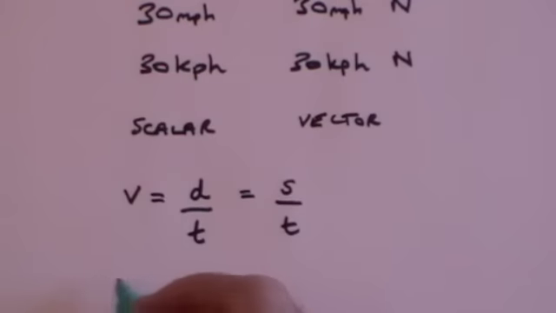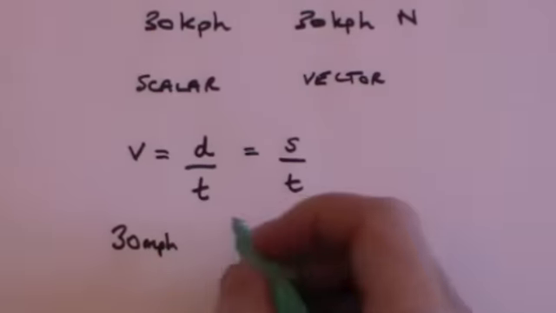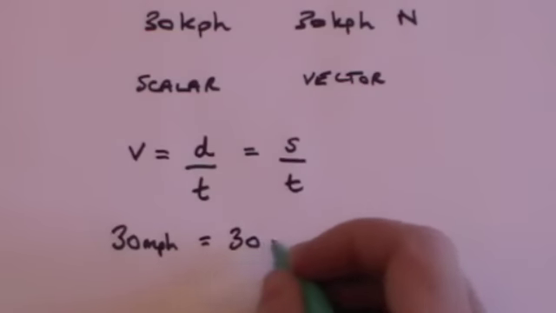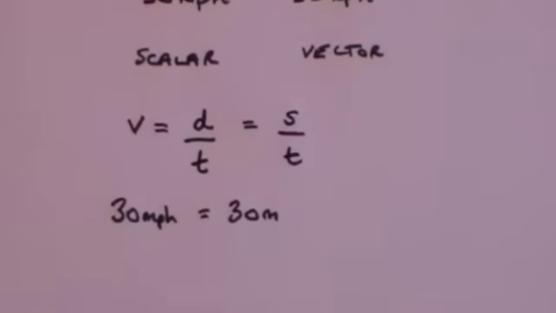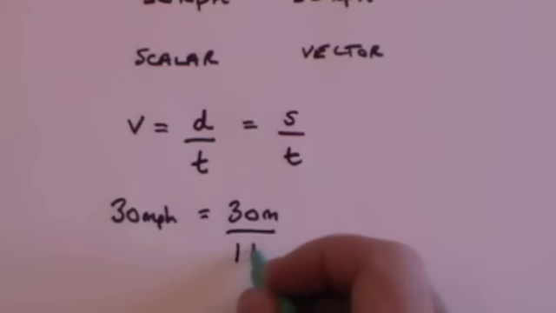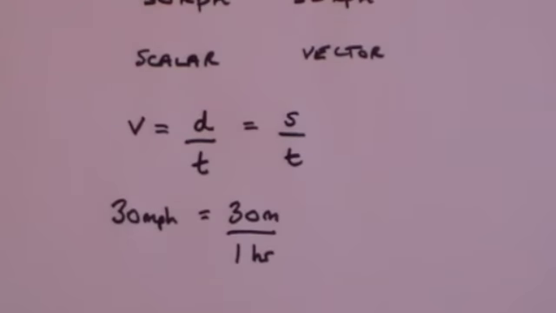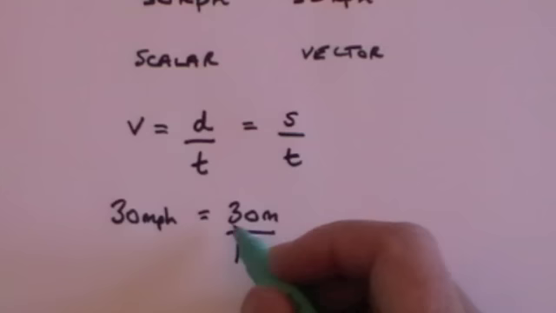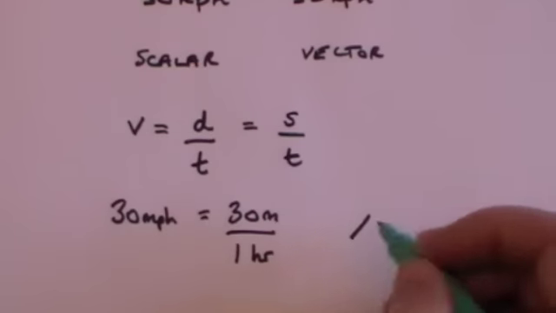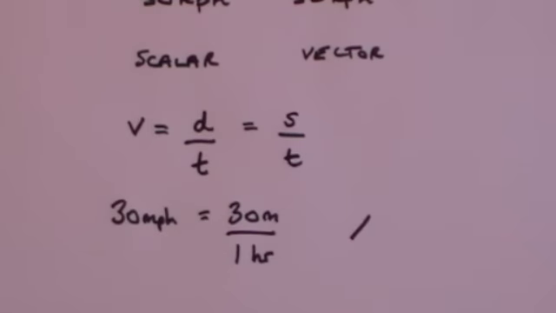So as I've said, if the speed or velocity is 30 miles an hour, then that essentially simply equates to a distance of 30 miles divided by a time of 1 hour. And that is essentially, the dividing line means per. So 30 miles per hour.